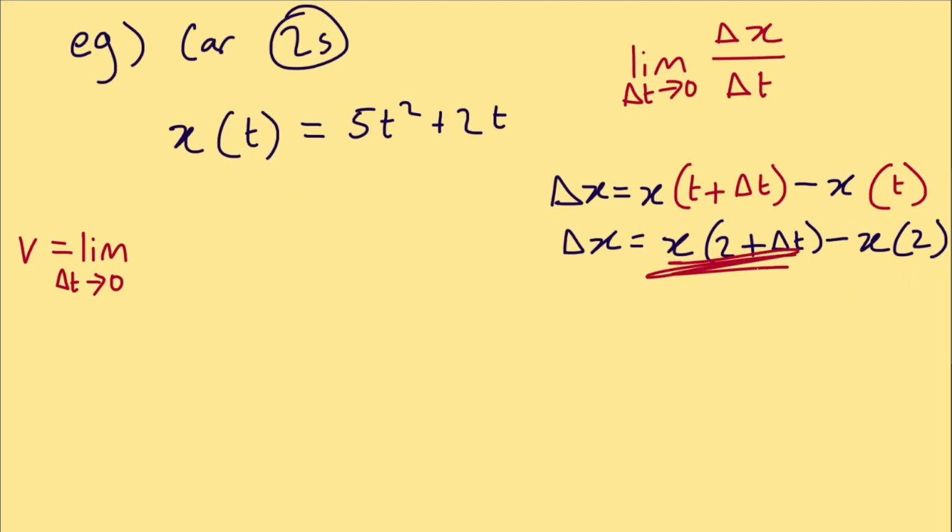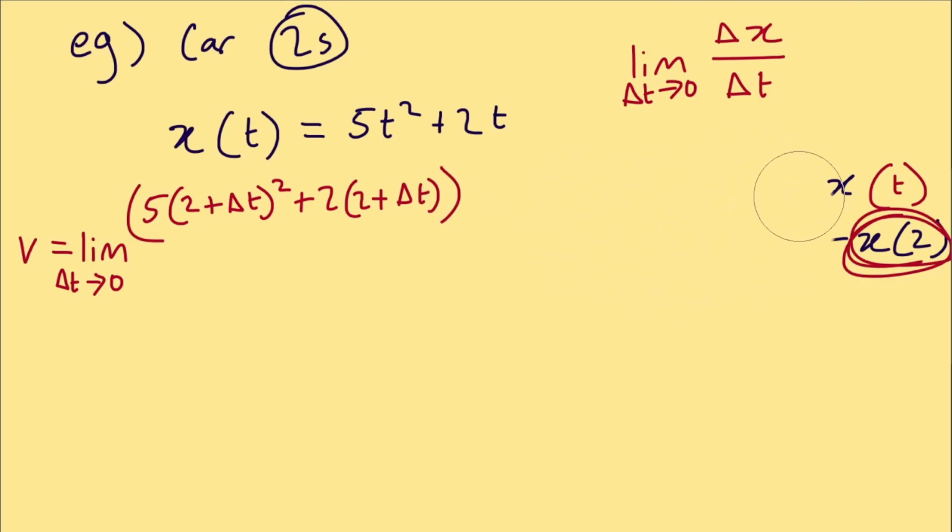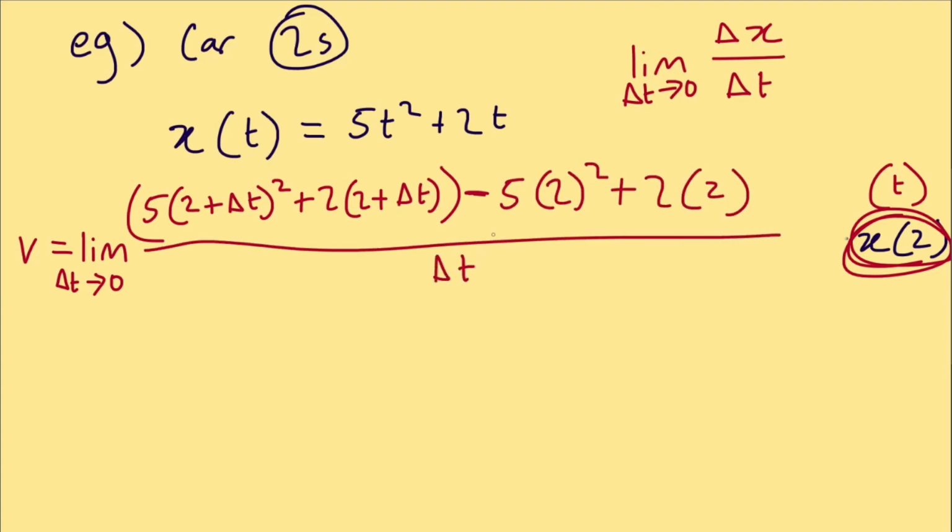Our first term, so we're going to be writing this part first, is 5 times (2 plus delta t) squared plus 2 times (2 plus delta t). There's our first term done. Now we have to plug it into this part. So I'm going to rub some stuff out, make some space. So remember, it's minus, and then 5 times 2 squared plus 2 times 2. And all of it is divided by delta t from up here in the definition.